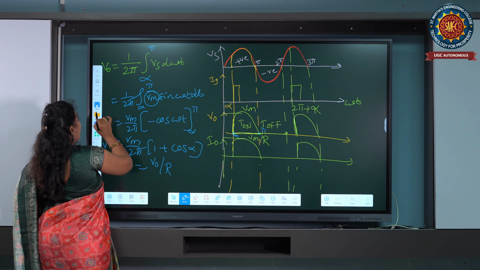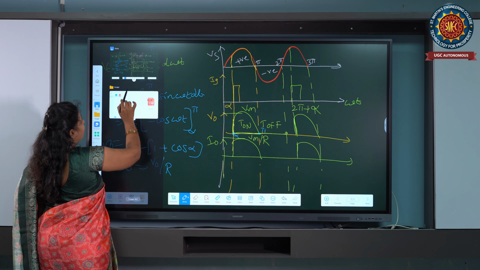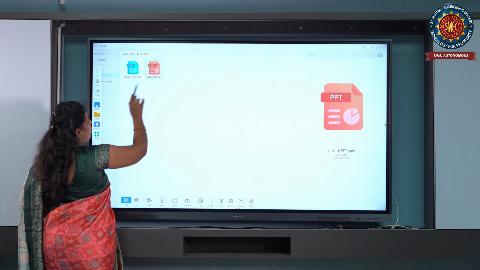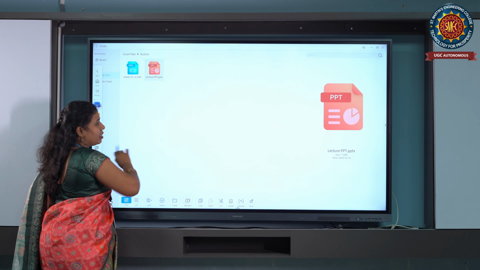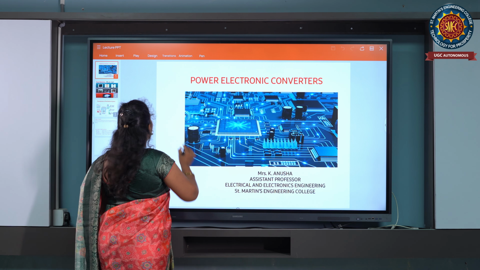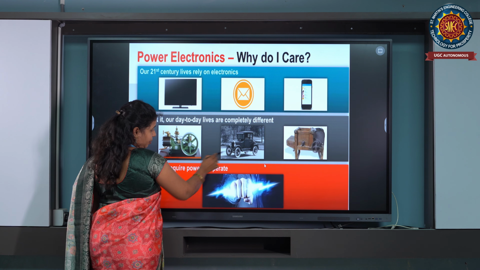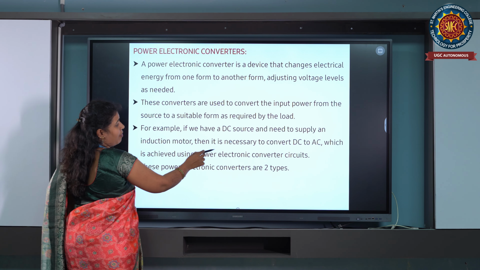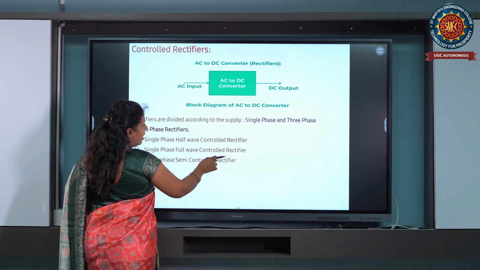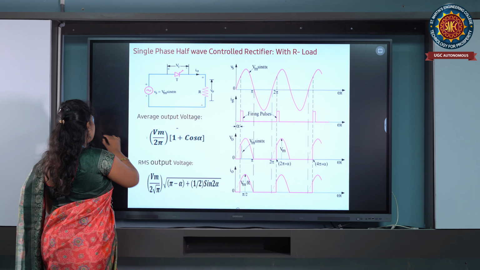And what is the RMS voltage of this single phase half wave rectifier? For that we take the square root of the mean of the square of Vm sin omega t. Then we get the RMS voltage of the single phase half wave controlled rectifier, that is VRMS. Root mean square value, this is the RMS value.